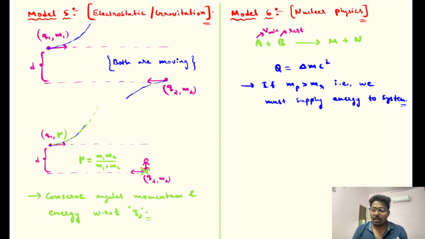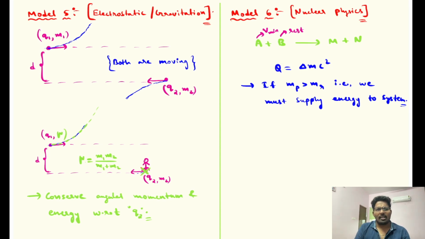Similarly, here the mass of products is more and the mass of reactants is less, which means we need to supply some energy in the form of kinetic energy only. The question is what minimum value should be given so that this reaction is possible, that is, A plus B converted into M plus N. You might think I'll simply equate this Q value, but no, you cannot equate it.